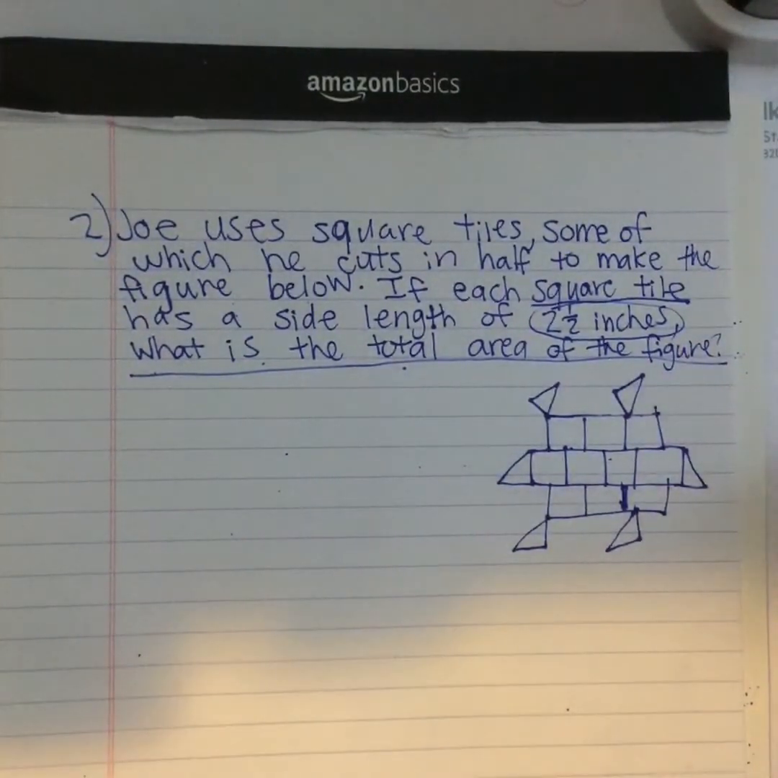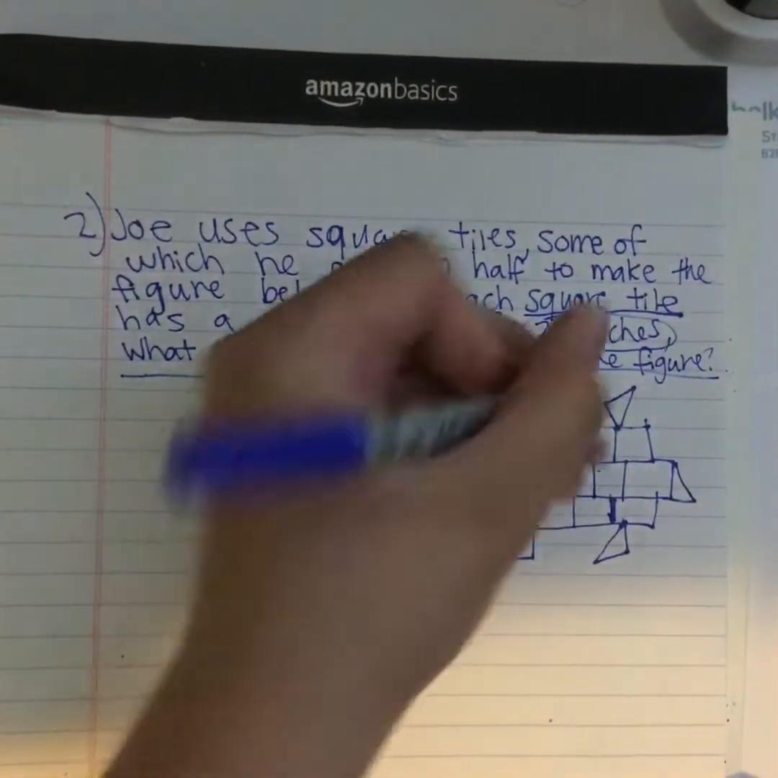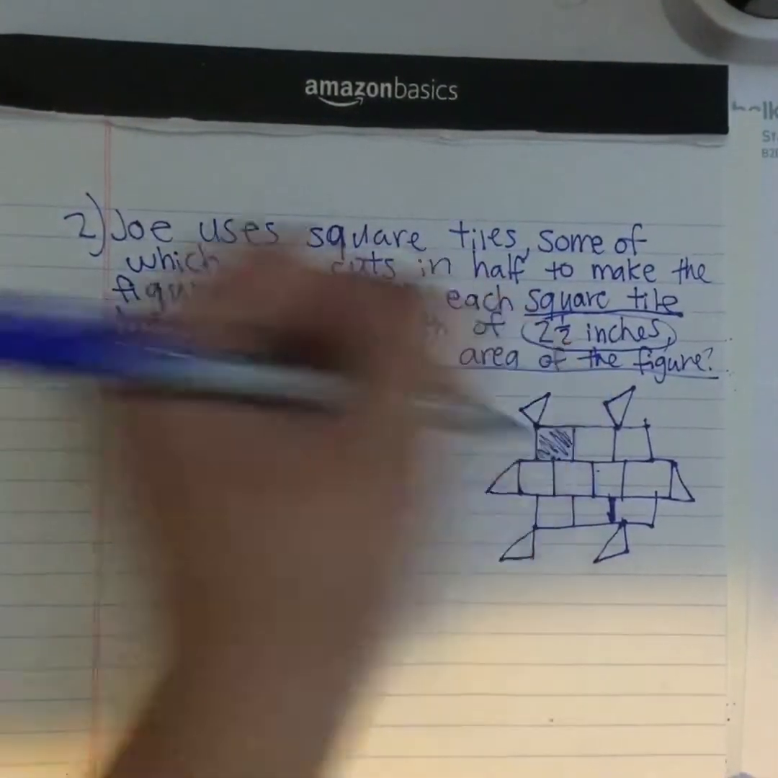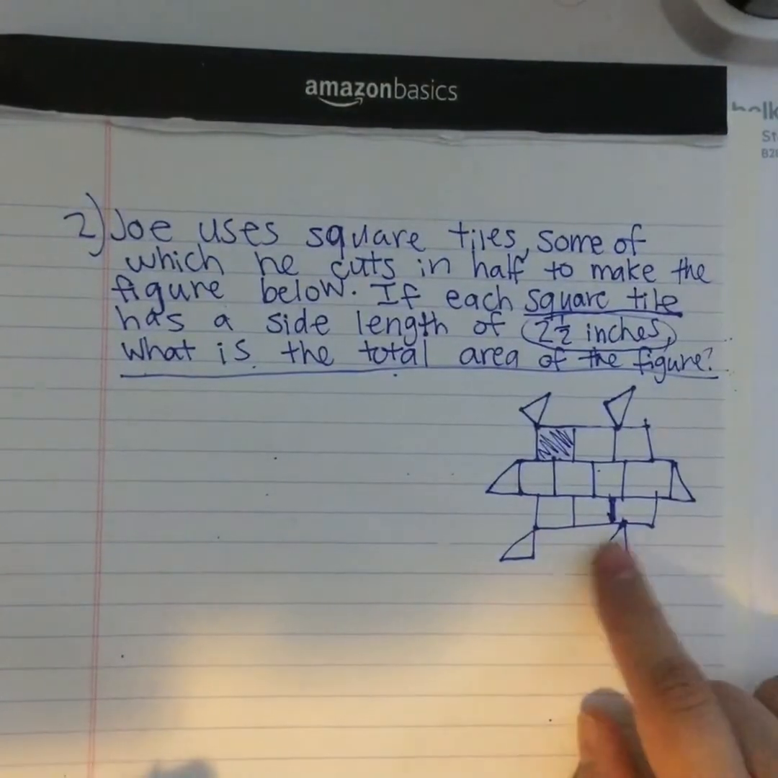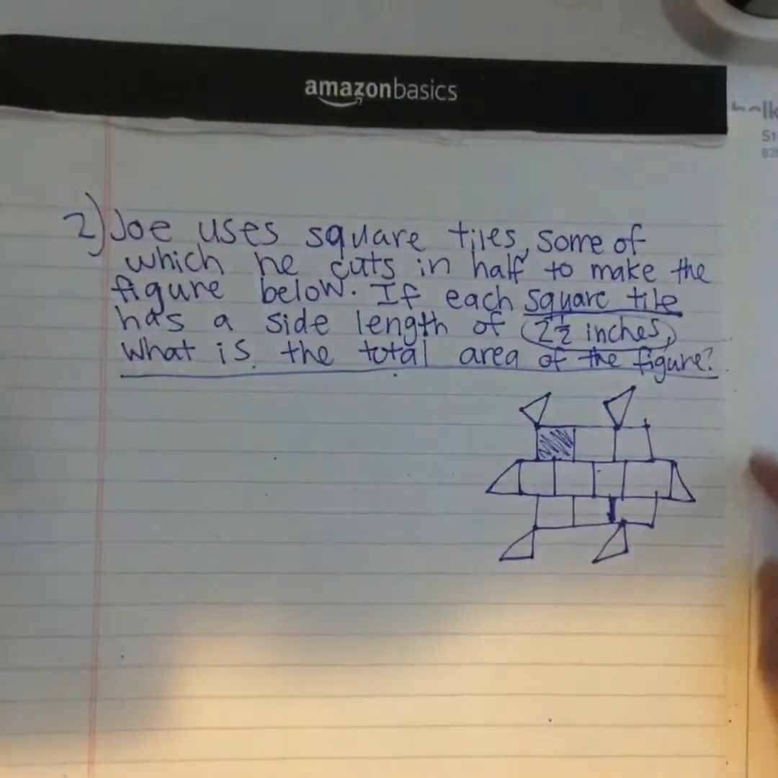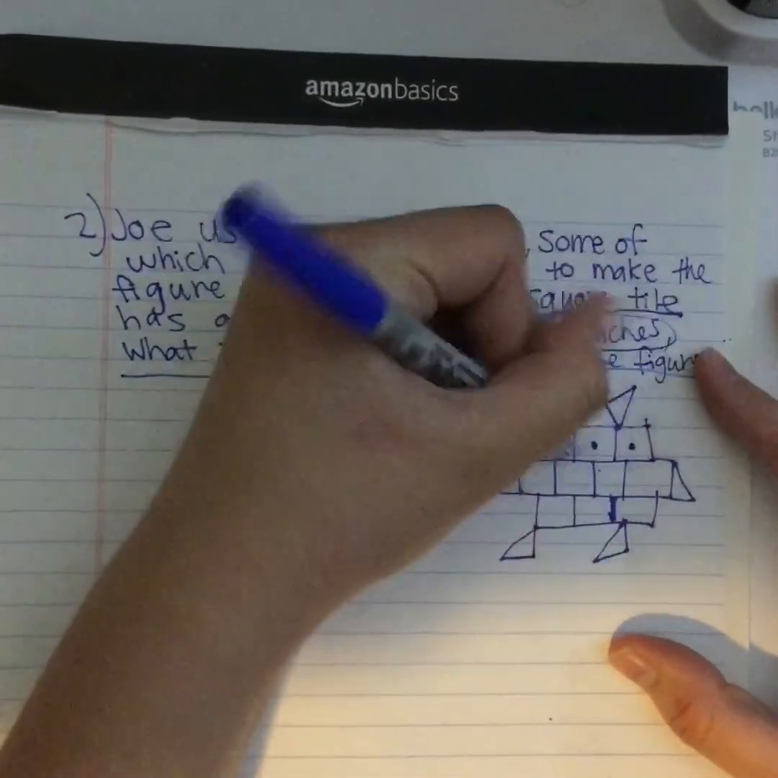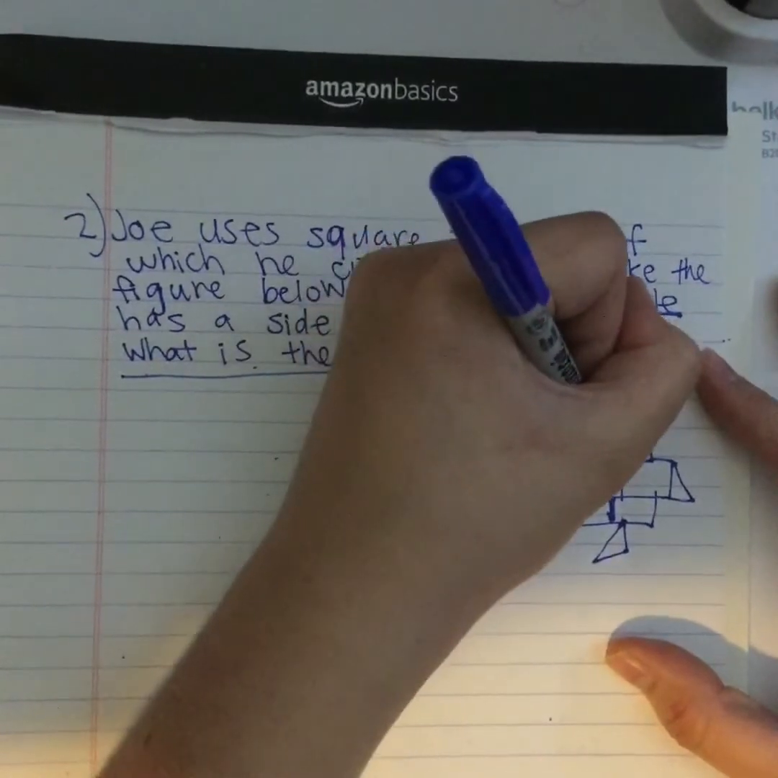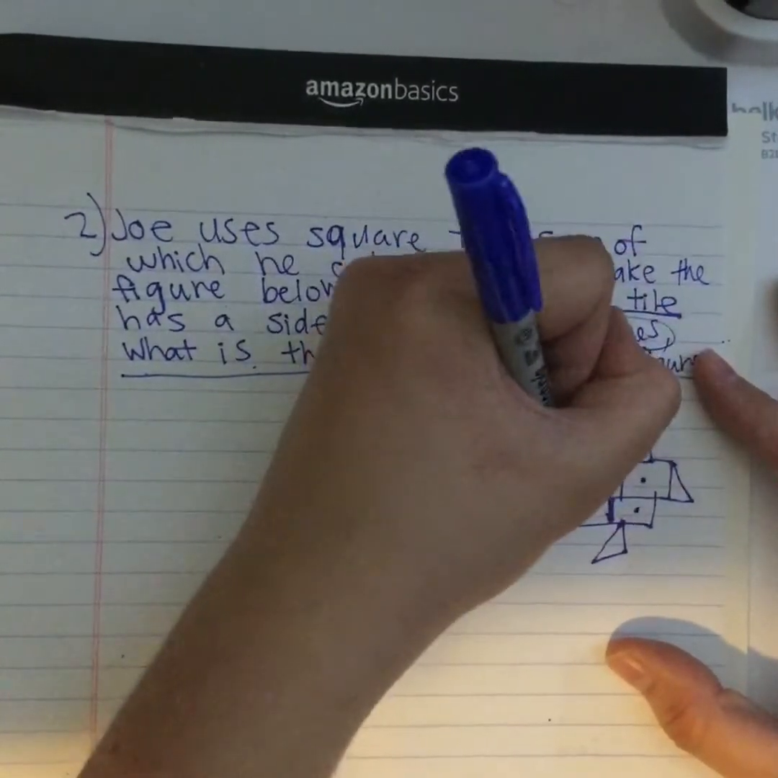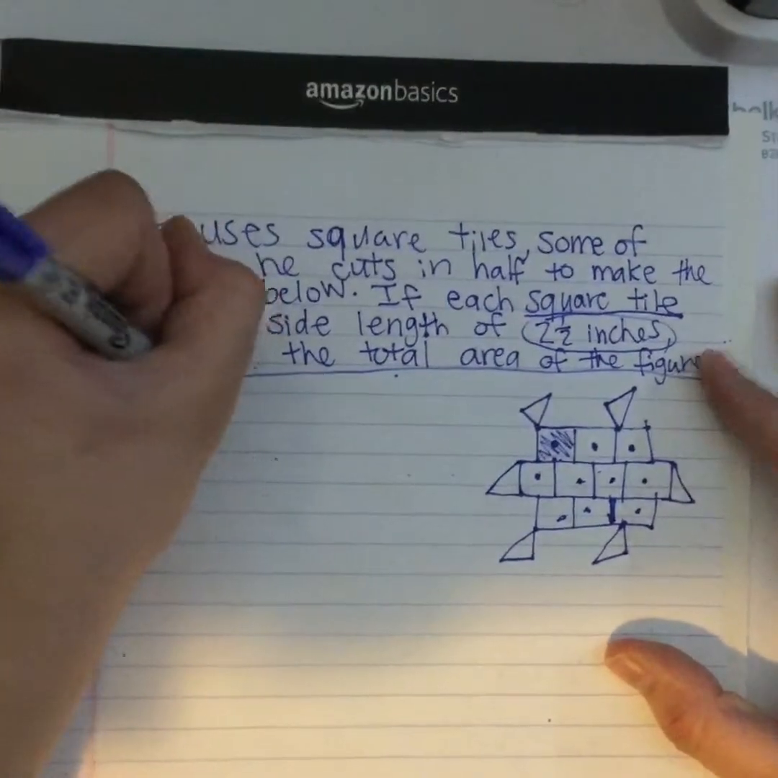the first thing we need to do with this problem is figure out how many tiles there are. Or you also need to figure out the area of just one tile. You can approach it either way, but I'm going to first count the tiles. So I have 1, 2, 3, 4, 5, 6, 7, 8, 9, 10. I have 10 whole tiles.